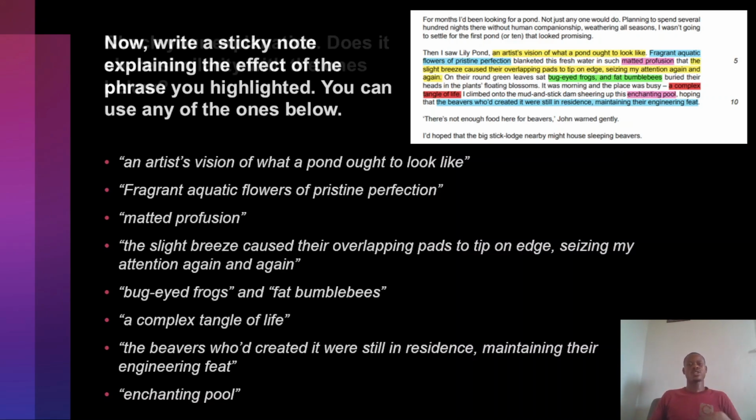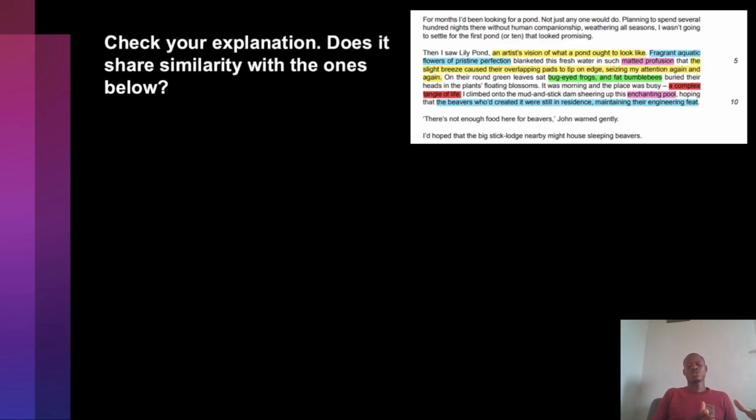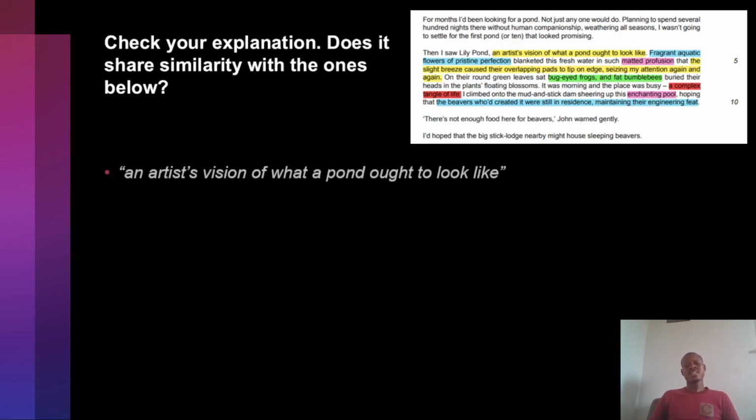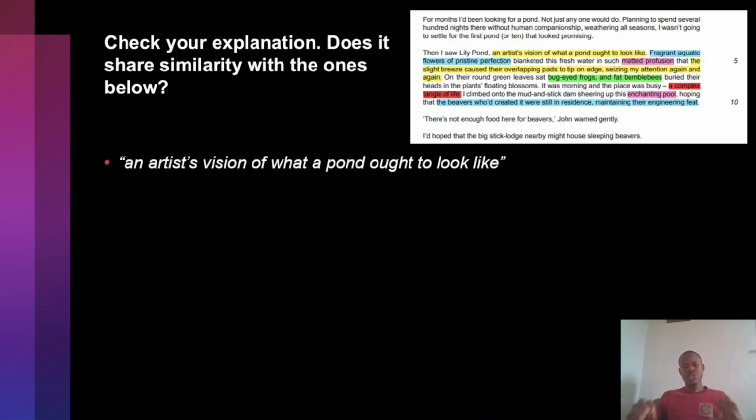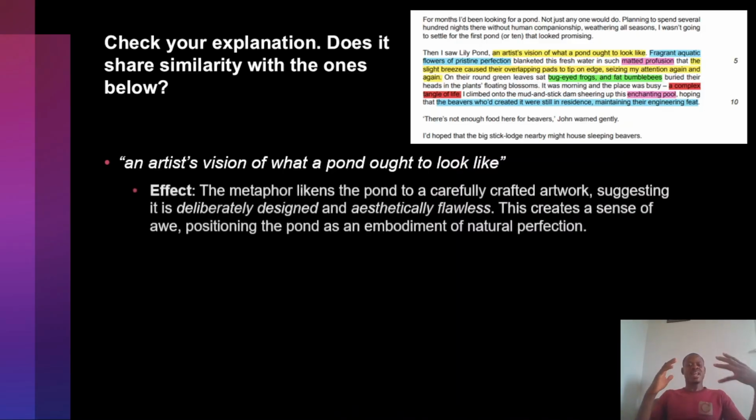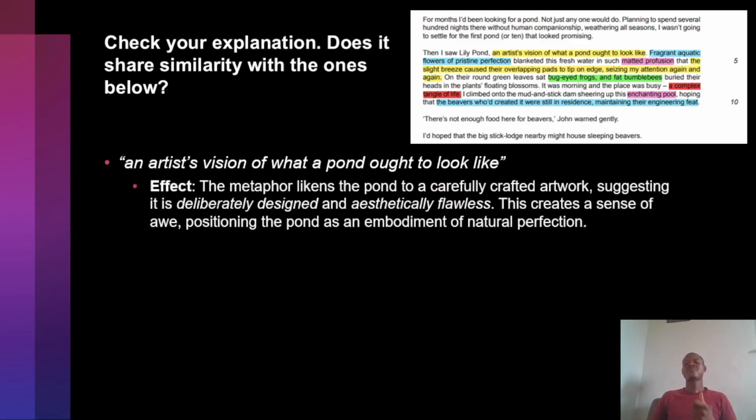All right, let's check what you've done, whether what you have shares similarity with what I have here. The first is an artistic vision of what a pond ought to look like. What do you think this means? The effect of this is the fact that the metaphor likens the pond to a carefully crafted artwork, suggesting it is deliberately designed and aesthetically flawless.